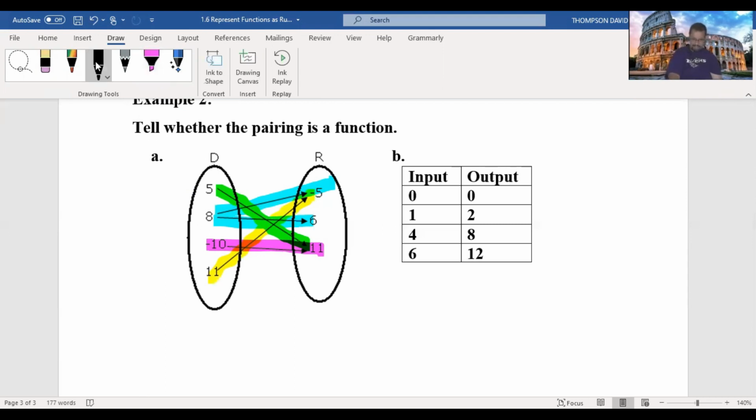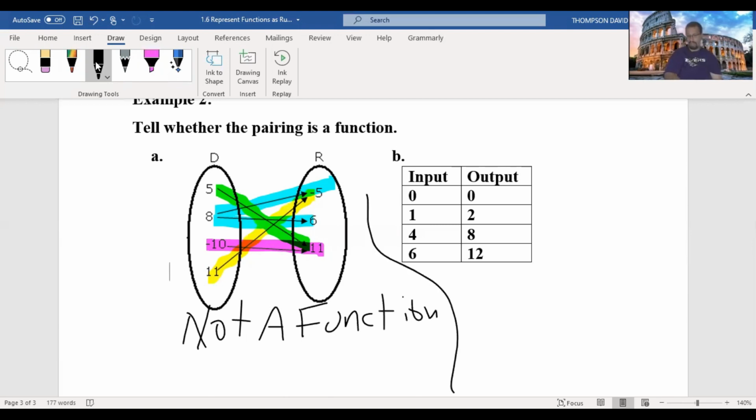I highlight those in blue for a reason, because if you think about a proper machine, like a soda machine, if you hit the Coke button, you wouldn't expect to get out a Pepsi. So you can't have one button getting 2 different outputs. So this is not a function.